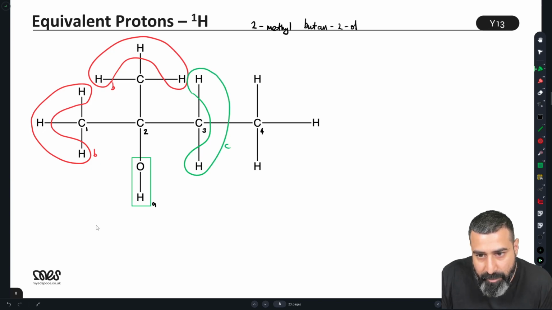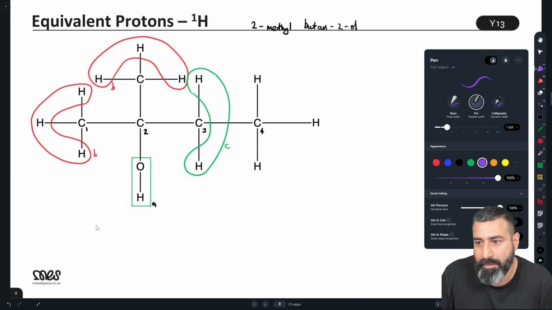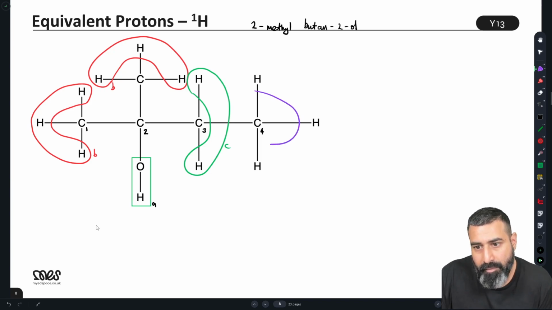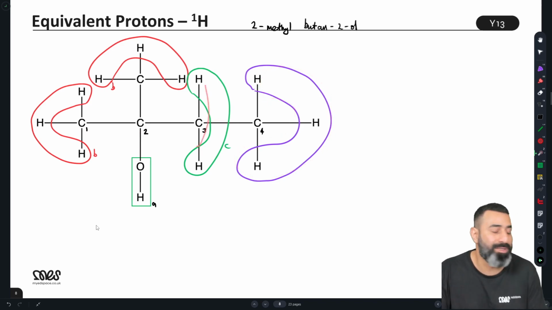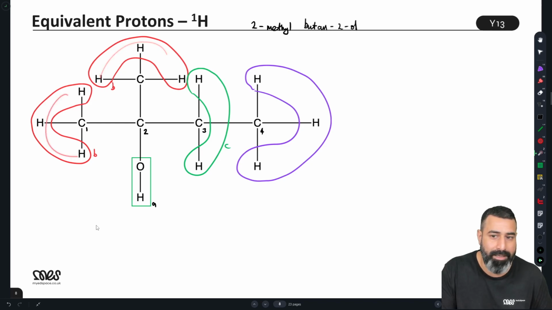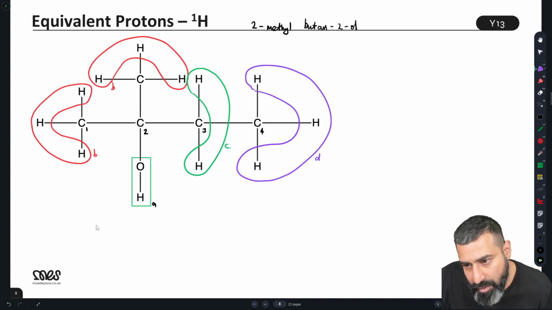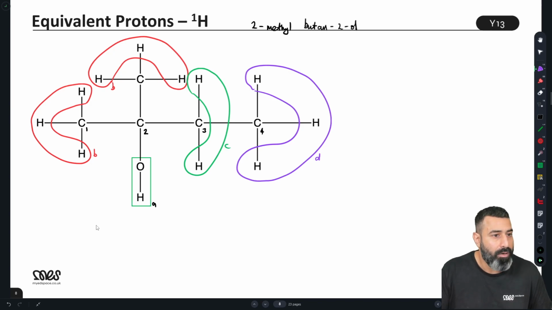So that's going to be environment C, and then that CH3 is different because this CH3 isn't attached to a carbon with an OH. This CH3 is attached to a carbon with 2 protons attached, so it's different to these guys. So that is environment D. Okay, let's go.